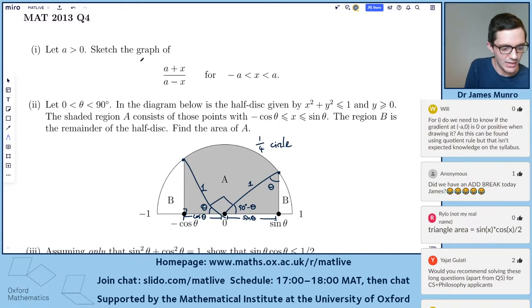Do we need to know the gradient at minus A0 is 0 or positive when drawing it? That can be found in the quotient rule, but it's not expected knowledge on the syllabus. Yeah, okay, so Will's kind of answered the question as well. It's not on the syllabus, so you're not expected to be able to do the quotient rule. For a sketch, I wouldn't work out the derivative of points unless I was told to or asked to work it out. For this function, if you haven't seen the quotient rule, then it's basically impossible to work out what the gradient is. You know that the function's increasing, I think.